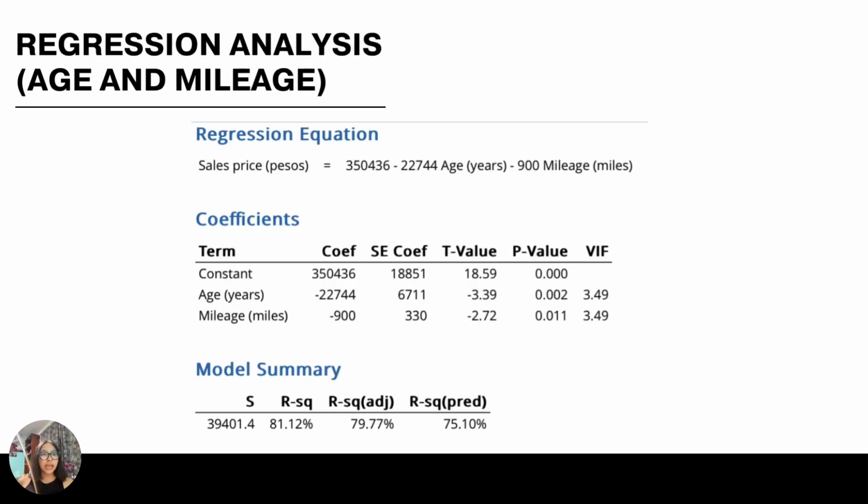Next, we did a regression analysis on age and mileage. We applied a linear regression to quantify the relationship between the price and the predictors, age and mileage, and the regression model showed an 81.12% accuracy in predicting the car prices, indicating a strong fit. However, the residual analysis suggested that a negative exponential model might better capture the decreasing trend of prices in age and mileage.